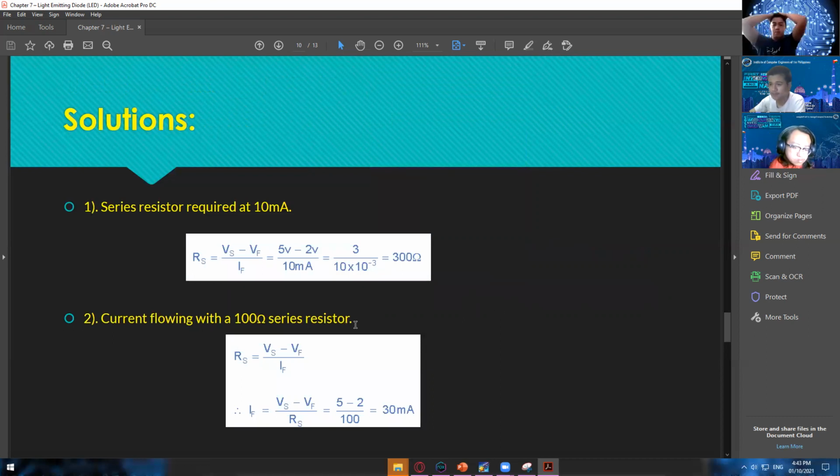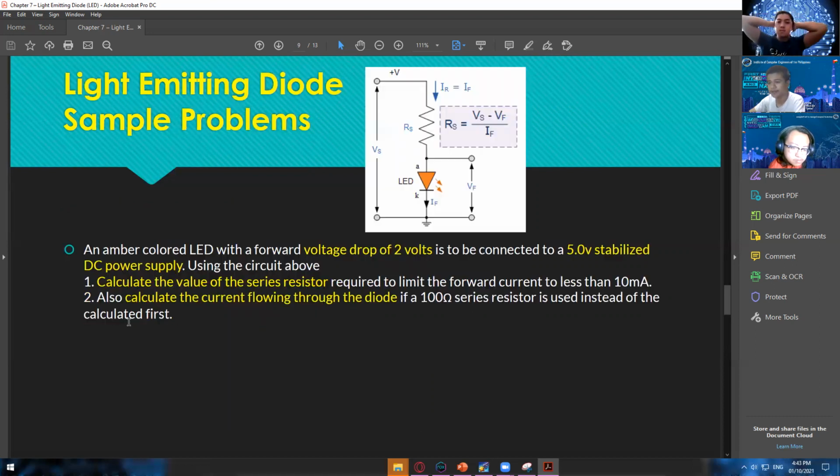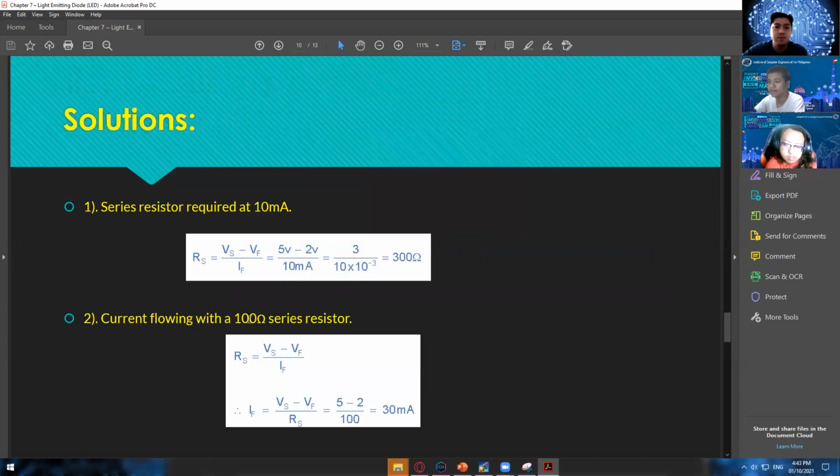Okay, so I guess none. And then for number 2, calculate the current flowing through the diode if a 100 ohm resistor is going to be used instead of the 300 ohms.